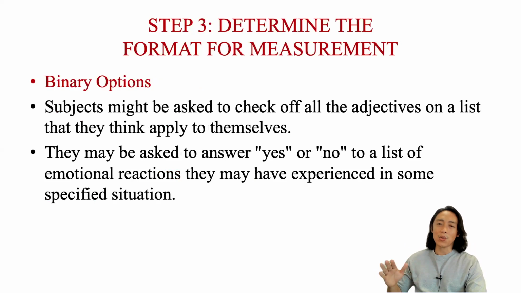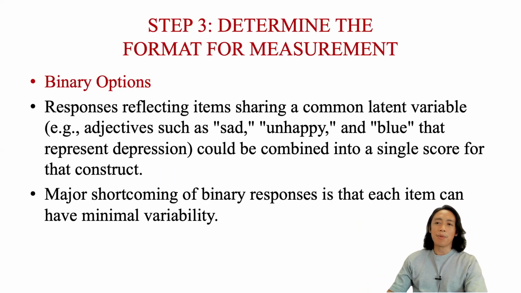Of course, yes or no could also have numerical counterparts. The scale could indicate that yes should be given a point of 1 and no should be given a point of 0, and then that can be summed up, and you have a score that represents the true score of the hypothetical construct that is being measured. So responses reflecting items sharing a common latent variable, adjectives such as sad, happy, blue, could represent the underlying latent variable, which is depressive feelings, and can be combined into a single score for that particular construct. Of course, the obvious shortcoming of the binary response set is that each item has minimal variability.